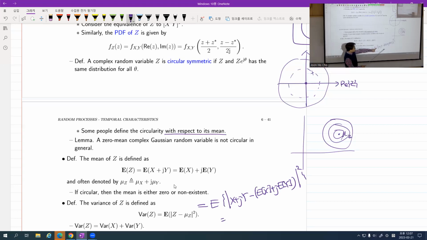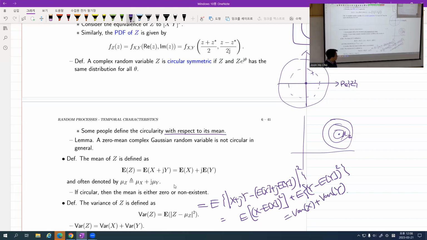What happens? We know that the modulus squared of a complex number is what? The square of the real part and the square of the imaginary part, right? You know that. So let's take the real part. And we have what? And this is what? Variance of x plus variance of y.